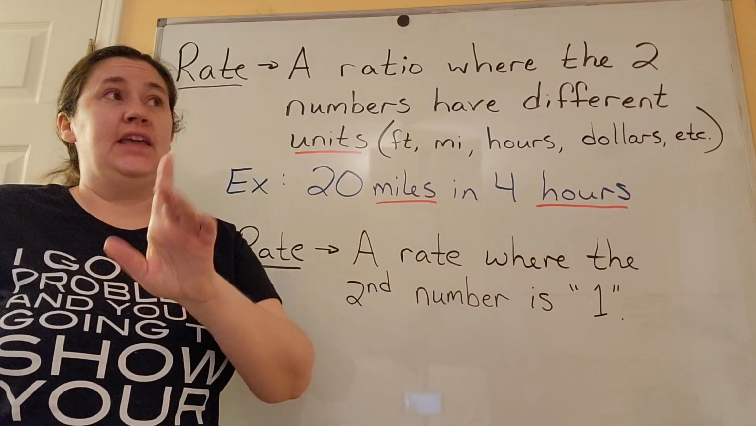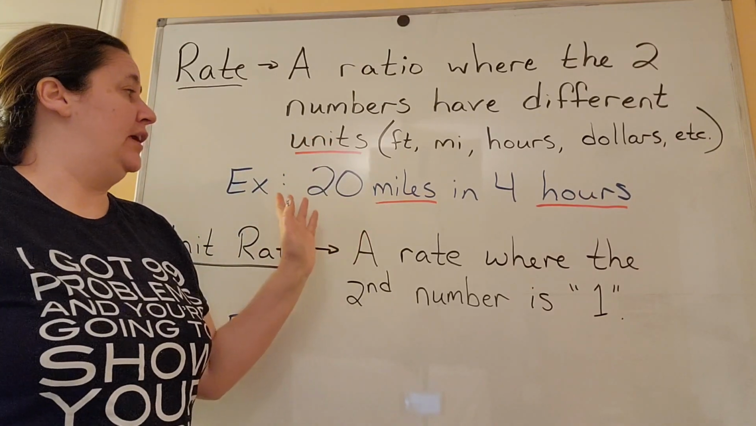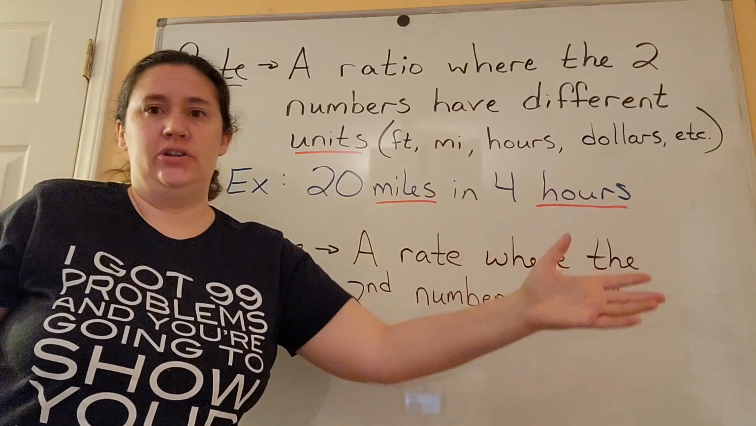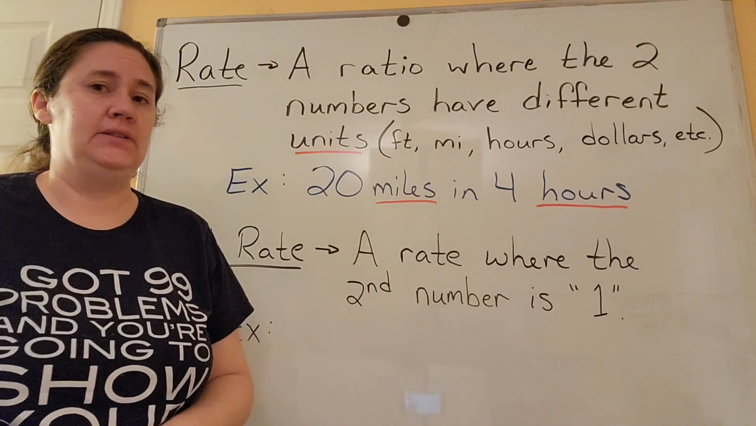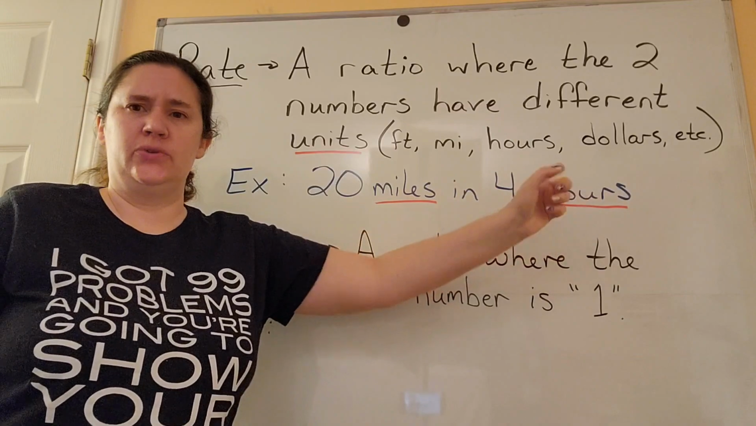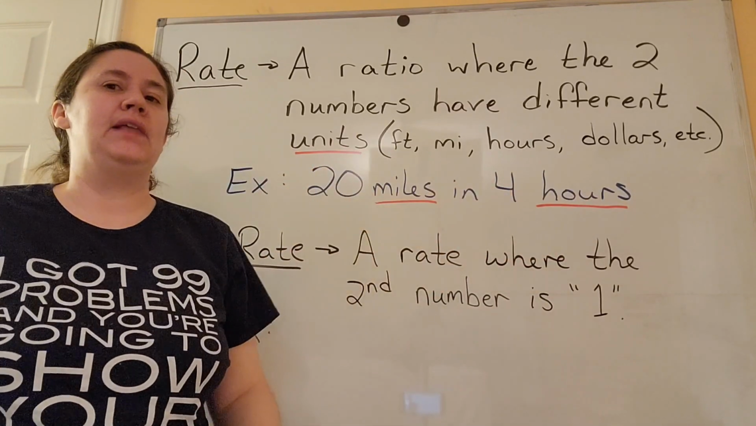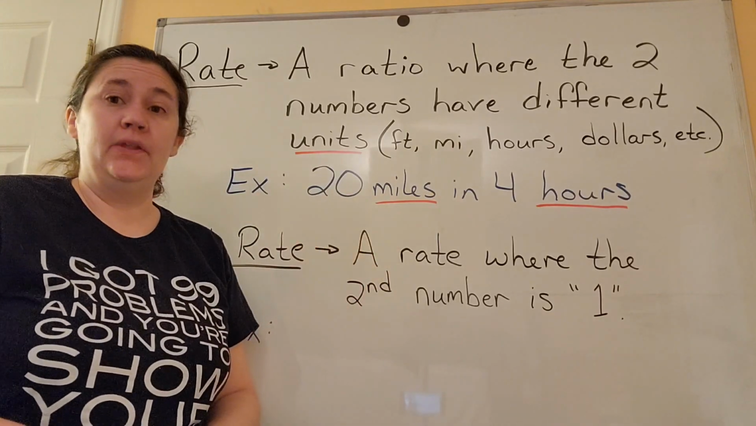Oh, and they can't be written in the same units. For example, if I did 20 feet in 4 inches, I could write those both in inches, so that would not be considered a rate. But you can't convert miles to hours or hours to miles. You can't write both of these numbers so that they have the same units. So this is an example of a rate.